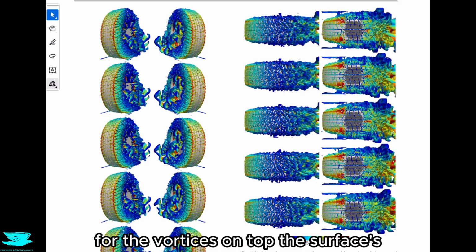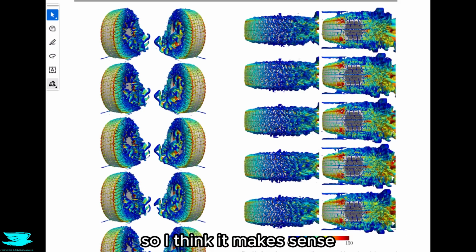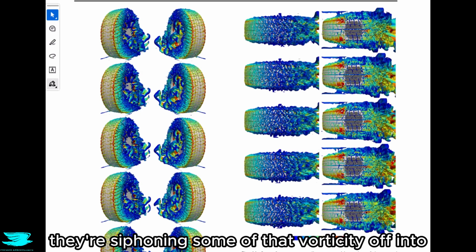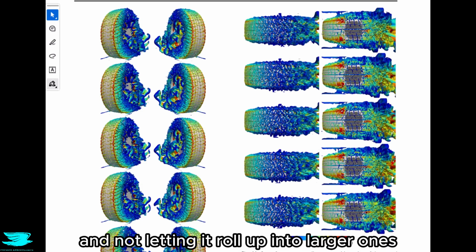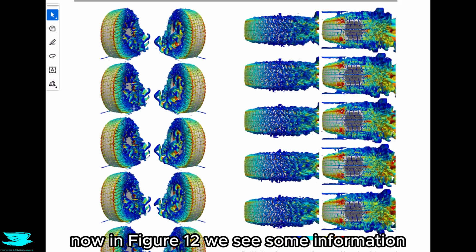For the vortices on top, the surface's texture is a major factor in their development, so I think it makes sense how some of the grooves are breaking the vortex system up. They're siphoning some of that vorticity off into smaller ones and not letting it roll up into larger ones, not like the jetting vortex system. So that, I think, makes sense.